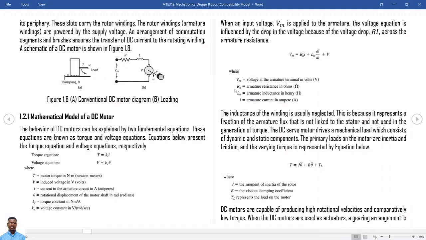Now, that is the electrical side. For the mechanical side, this DC servo motor drives a mechanical load, which consists of dynamic and static components. So the primary loads on your motor are the inertia and the friction, and the varying torque is represented by this equation here: T equals J times the second derivative of theta, plus B times the first derivative of theta, plus TL, where J is the moment of inertia of the rotor, B is the viscous damping coefficient, and TL is the load on the motor.